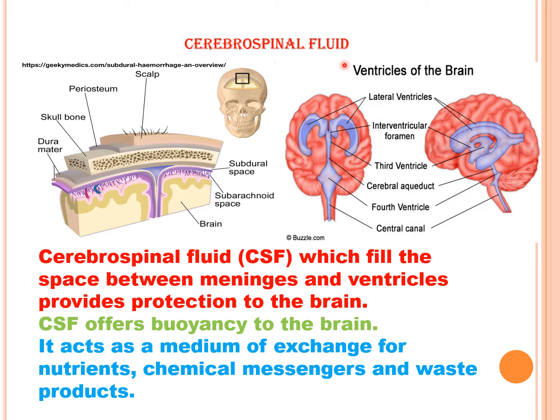The second function of CSF is that it offers buoyancy to the brain. As the brain is immersed in fluid, that is the CSF, the net weight of the brain is reduced from 1400 grams to 50 grams. Therefore, the pressure at the base of the brain is highly reduced. The CSF also acts as a medium of exchange for the nutrients, the chemical messengers, that is the hormones which are secreted by the endocrine glands, and the waste products.